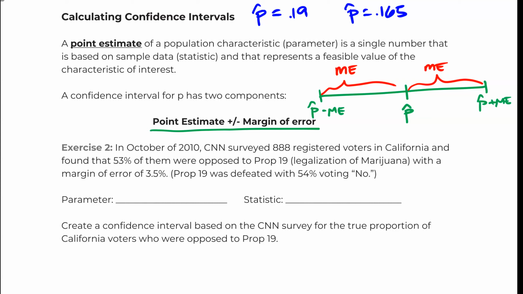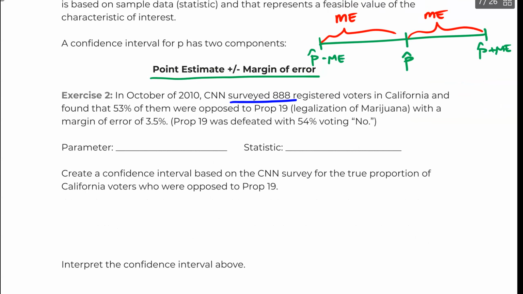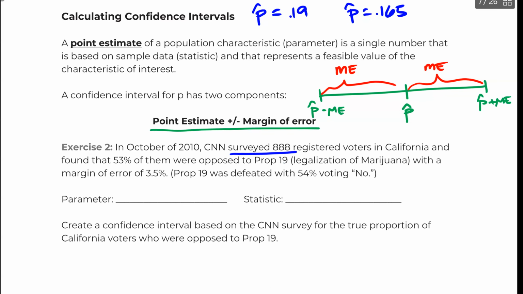And so we're going to look at the example we had at the beginning of the semester. That CNN poll of registered voters in California on whether they were going to vote for or against Prop 19. So as a reminder, when we saw this question before, feel free to take a moment, pause, and try out the parameter and statistic on your own. But we saw that CNN had surveyed 888 voters. As soon as you have that, I like to start just highlighting that entire sentence. This is going to be very useful as we move through. That entire sentence, anything given in the sentence with my sample size is going to be a sample value.